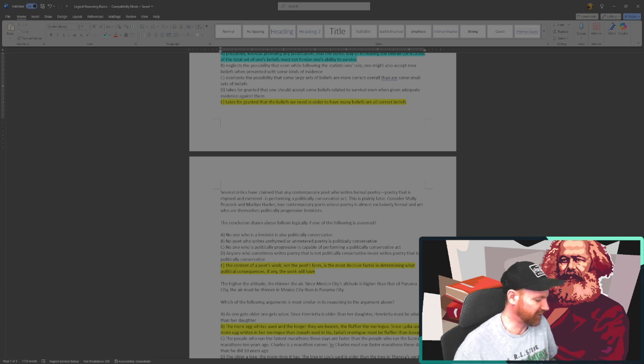Several critics have claimed that any contemporary poet who writes formal poetry that is rhymed and metered is performing a politically conservative act. That is plainly false. Consider Molly Peacock and Marilyn Hacker, 2 contemporary poets whose poetry is almost exclusively formal, and yet who are themselves politically progressive feminists. The conclusion drawn above follows logically if one of the following is assumed.